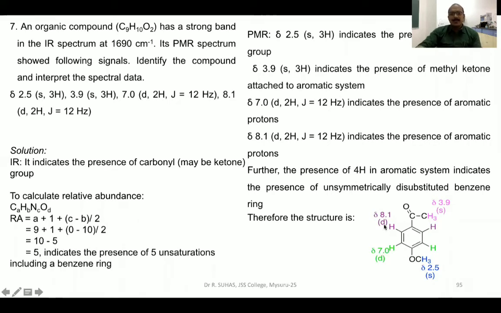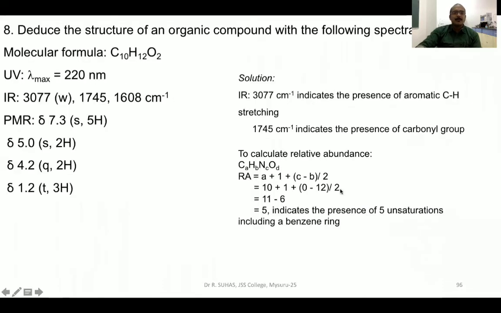One may ask why it is so. This methoxy is an electron releasing group and hence it is more shielded, so the delta value will be less. Whereas on this side it is the carbonyl group, we will have both anisotropy as well as electronegativity, and hence the value of this proton is quite high compared to this proton. This proton is more de-shielded, whereas this is quite shielded compared to it. Then the next one, the singlet at 3.9, refers to the methyl ketone.